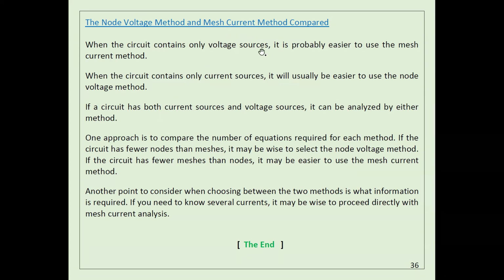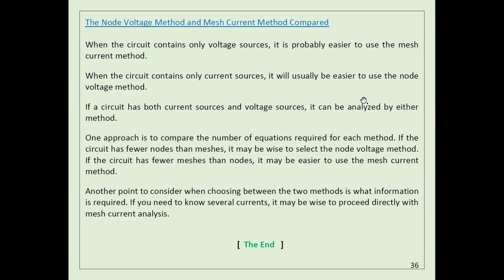If the circuit has only voltage sources, it may be easier to use the mesh current method. Again, because in the mesh current method, I'm applying Kirchhoff voltage law, and in the case of voltage sources, I can get the voltage across them. Okay.